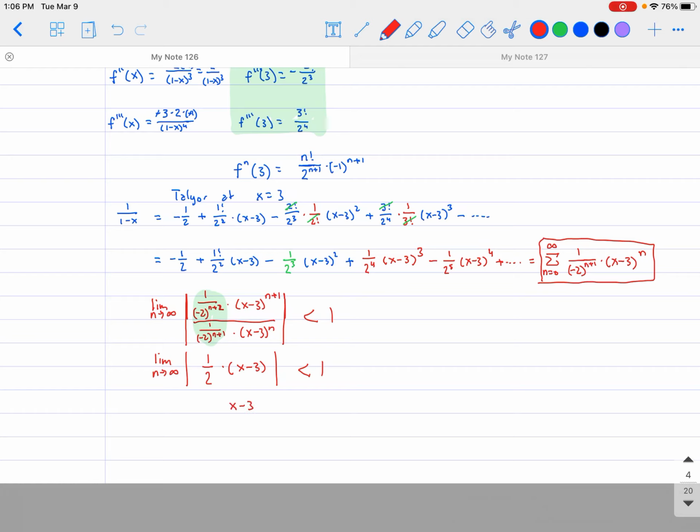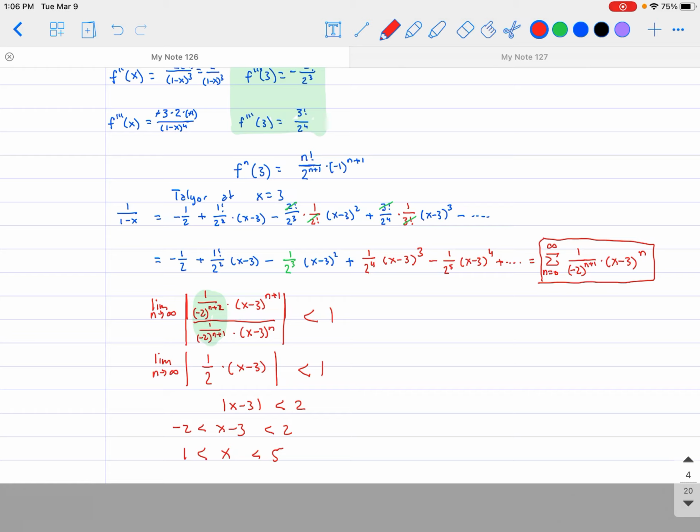So the absolute value of x minus 3 is going to be less than 2, because I'm going to multiply that to the other side. So -2 is less than x minus 3 is less than 2 over here. And then now I'm going to add 3 to everything. So that means 1 is less than x is less than 5. So right there, that is your radius of convergence.